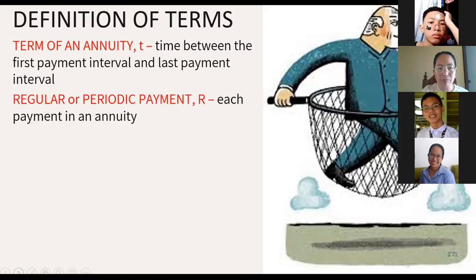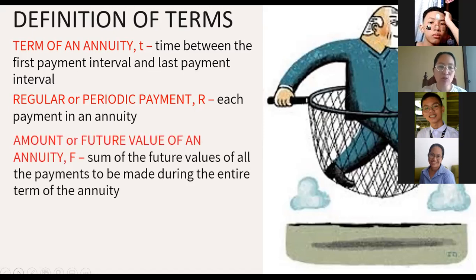Second word that you have to remember is the regular or periodic payment, which is noted by R. And when we say R, it's the payment in an annuity, each payment. So if you will pay monthly basis, it's the monthly payment, okay? If it is quarterly, then the quarterly payment, okay?